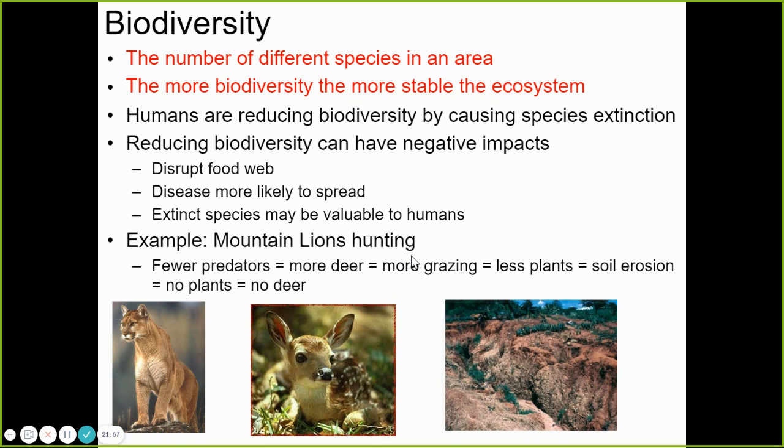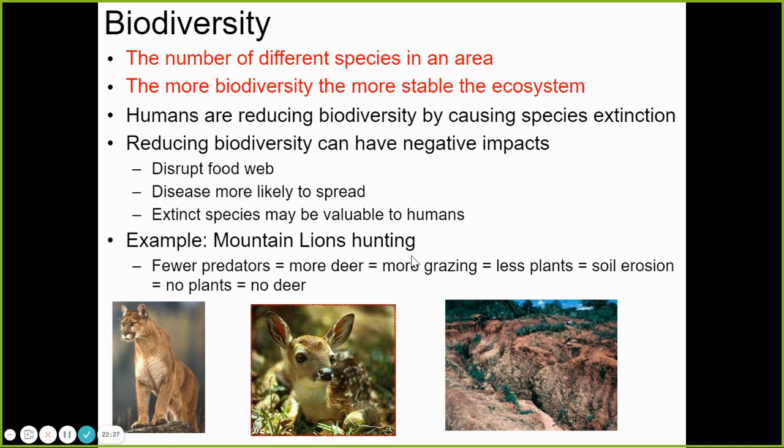Problem is humans are reducing biodiversity throughout the world by destroying habitat, especially by converting forest into farmland. Humans are reducing habitat, and that reduces species. We are at record levels of species extinction now because of human impacts on the environment. And if we reduce biodiversity, there are significant impacts, right?